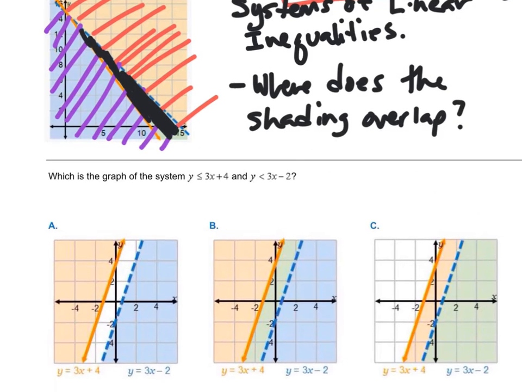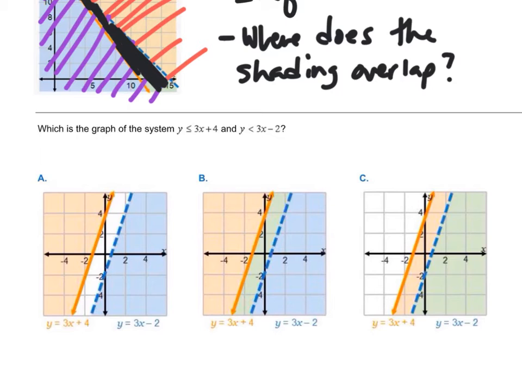Okay, so it says which is the graph of the system y is less than or equal to 3x plus 4, and y is less than 3x minus 2. So first of all, what we want to do is take a look at this, and I'm just going to treat this equation like y equals 3x plus 4, and I'm going to treat this equation as y equals 3x minus 2.